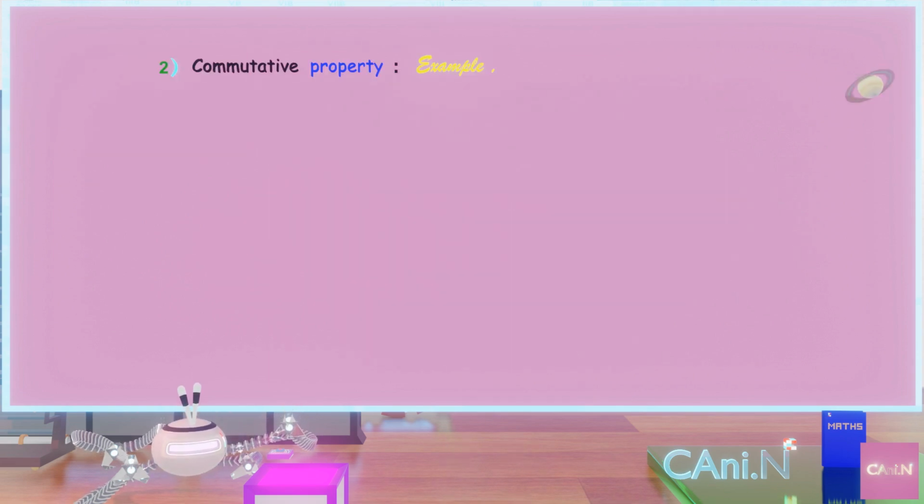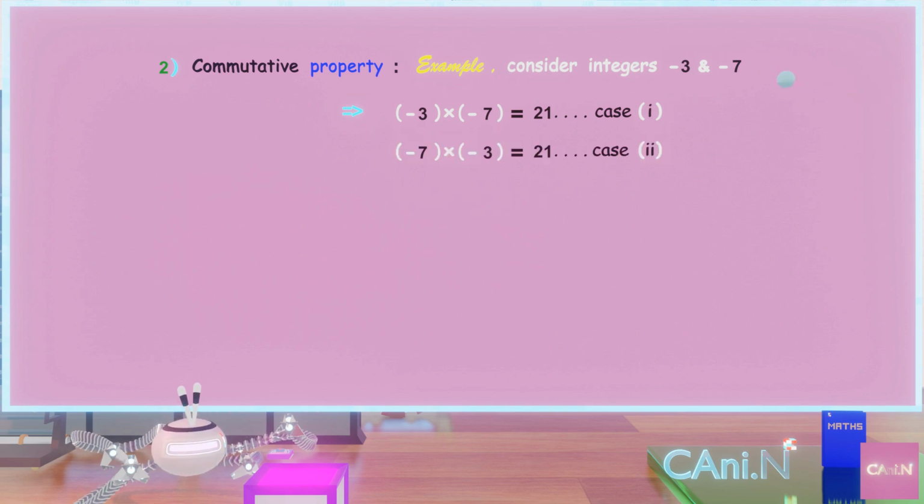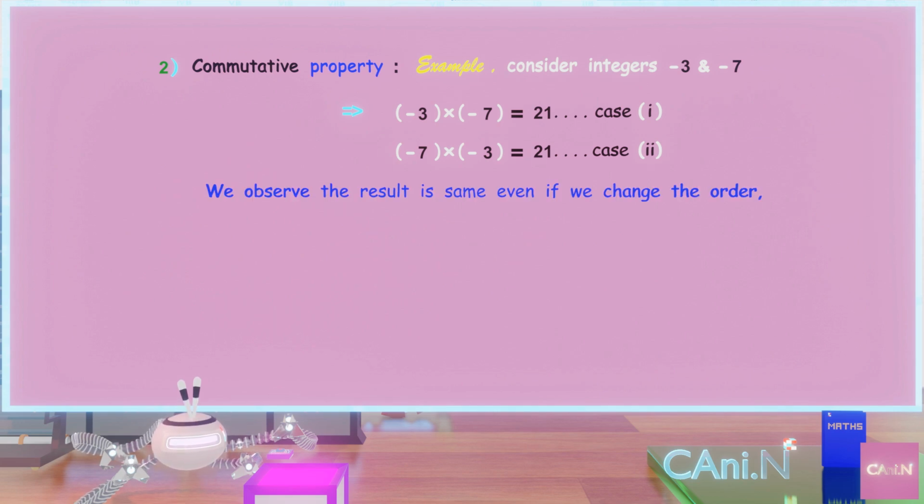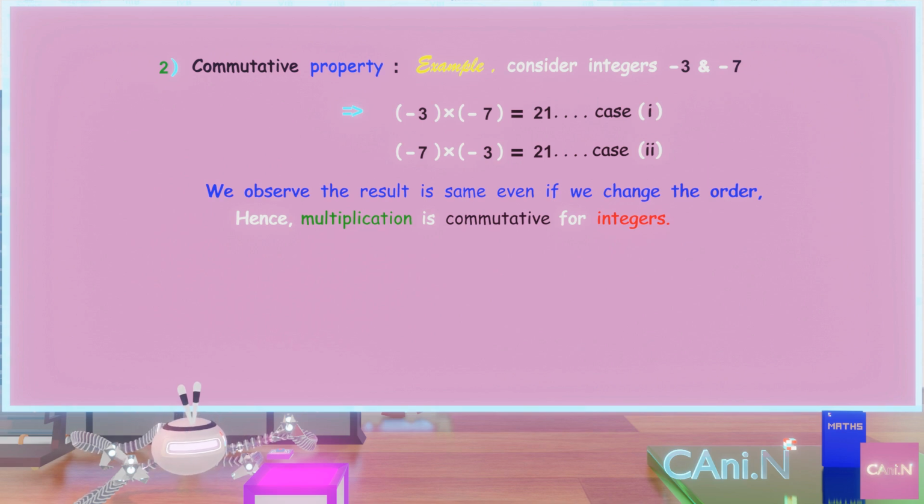Commutative property. Example. Consider integers -3 and -7. -3 into -7 equals 21. -7 into -3 equals 21. We observe, the result is same even if we change the order. Hence, multiplication is commutative for integers. In general, if a and b are two integers, then a into b equals b into a.